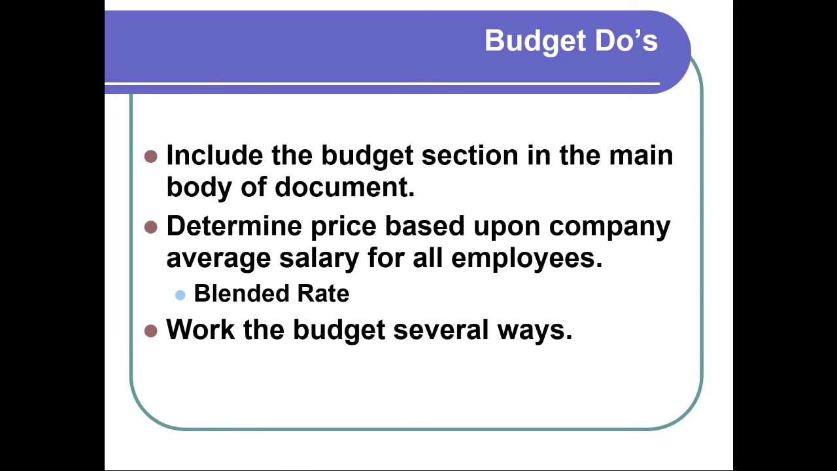And then work the budget several ways, right? So try to do a work breakdown structure. See what happens if you add a multiplier. See what happens if you use industry averages. Look at different ways and see if the numbers come out in a similar range. They're not going to come out exactly the same.